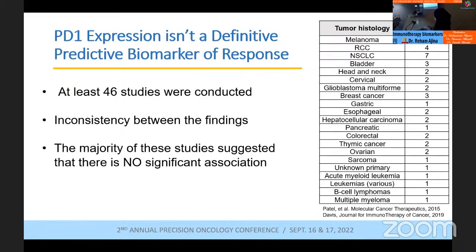However, although more than 46 trials were conducted, most of these studies, for example, 5 in melanoma, 4 in renal cell carcinoma, 7 in non-small cell lung cancer, and so on, showed first, inconsistency. And second, PD-L1 expression is not a very good biomarker. In other words, if you have PD-L1 expression, it doesn't mean that the patient responds. And even if there's no PD-L1 expression, the patient still may respond to the treatment.